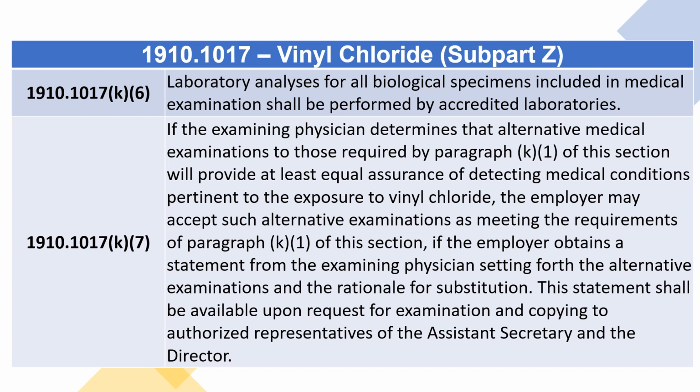1910.1017 K.7. If the examining physician determines that alternative medical examinations to those required by paragraph K.1 of this section will provide at least equal assurance of detecting medical conditions pertinent to the exposure to vinyl chloride, the employer may accept such alternative examinations as meeting the requirements of paragraph K.1 of this section, if the employer obtains a statement from the examining physician setting forth the alternative examinations and the rationale for substitution. This statement shall be available upon request for examination and copying to authorized representatives of the Assistant Secretary and the Director.